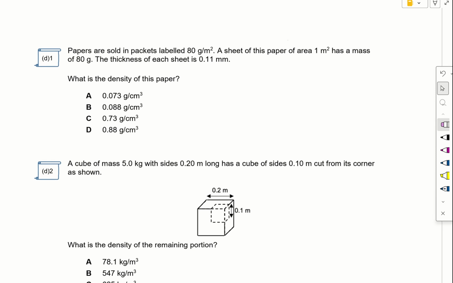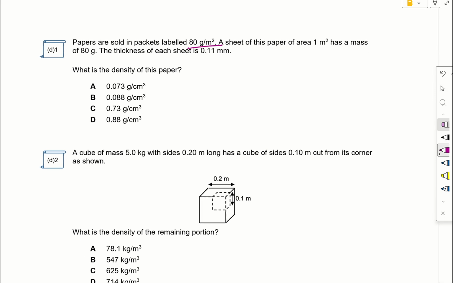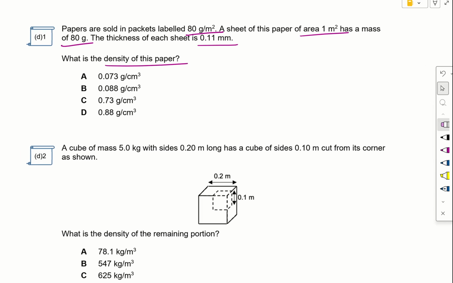Now papers are sold in packets labeled 80 grams per meter square. A sheet of this paper of area 1 meter square has a mass of 80 grams. So the thickness of each sheet is 0.11 mm. So what's the density of this paper? So this question is tough in that they are using a lot of units.